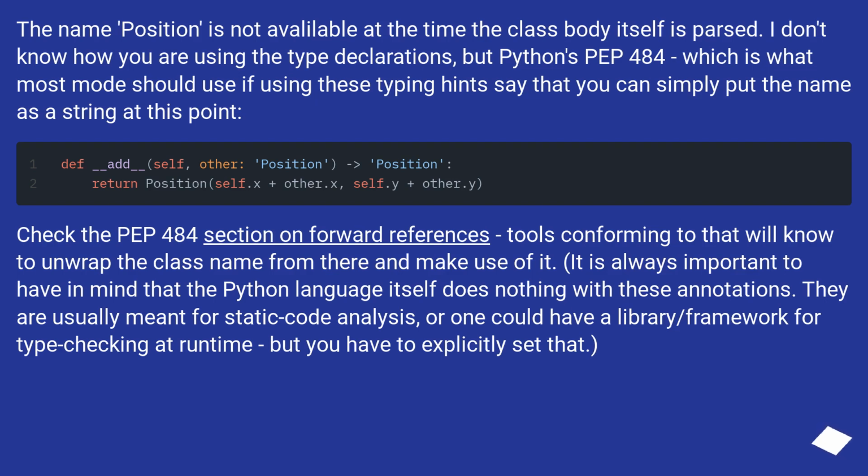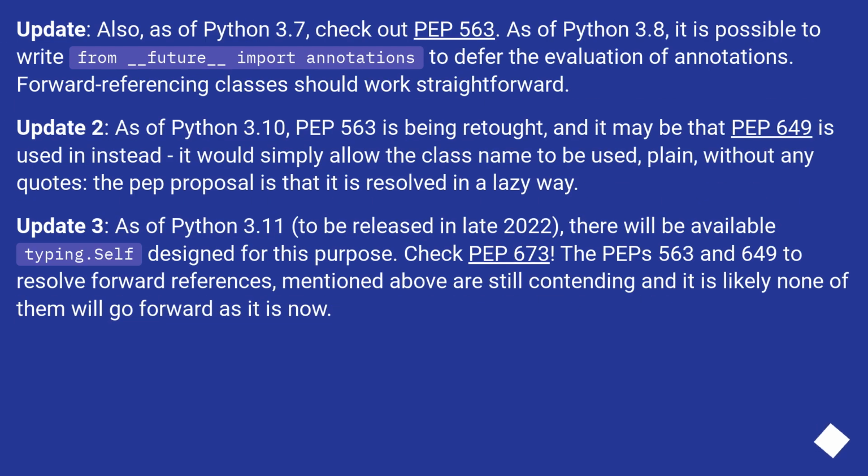It is always important to have in mind that the Python language itself does nothing with these annotations. They are usually meant for static code analysis, or one could have a library or framework for type checking at runtime, but you have to explicitly set that. Update: also, as of Python 3.7, check out PEP 563. As of Python 3.8, it is possible to write from __future__ import annotations to defer the evaluation of annotations. Forward referencing classes should work straightforwardly.